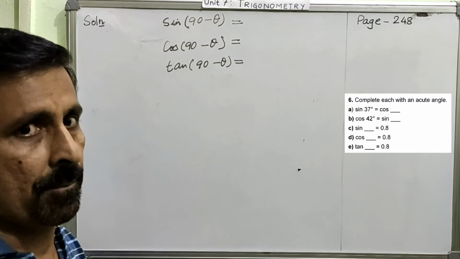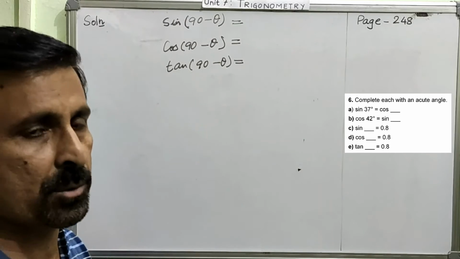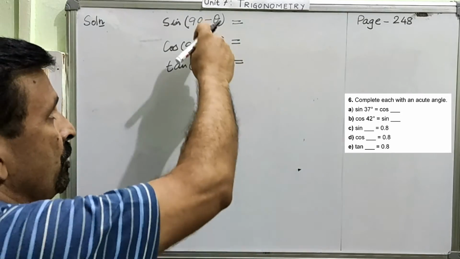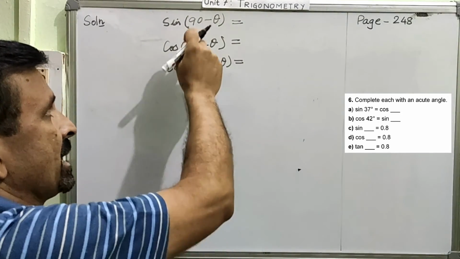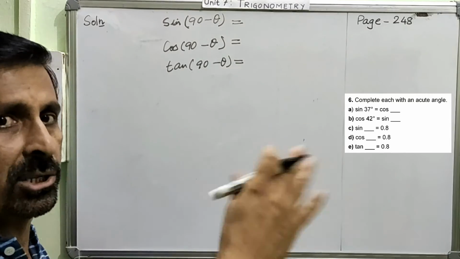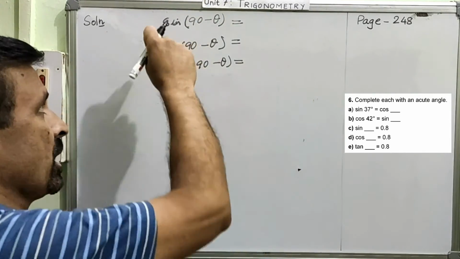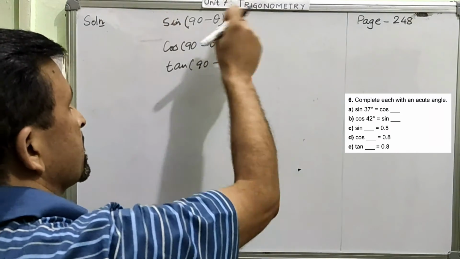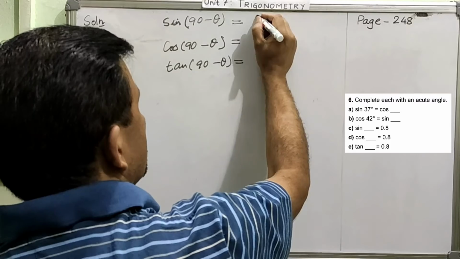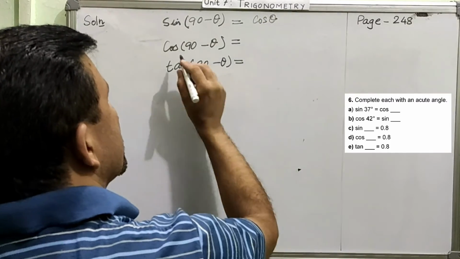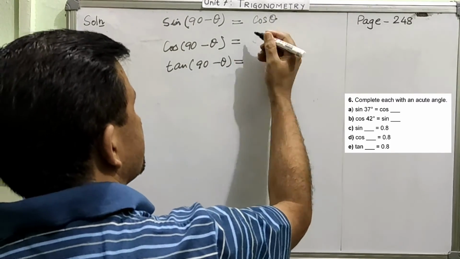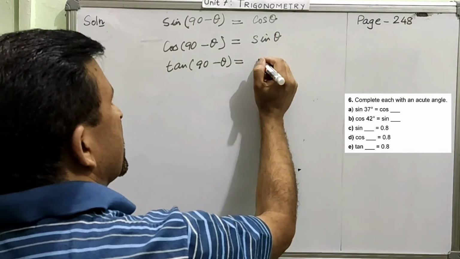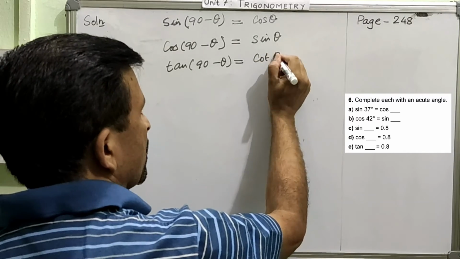The angle is 90 minus theta. If your angles are 90 minus theta, then the trigonometrical ratios will change. Sine will change into cos, cos will change into sine, tan will change into cot. Remember that. So see the answer. Sine 90 minus theta will become cos theta. Cos 90 minus theta will become sine theta. And tan 90 minus theta will become cot theta.